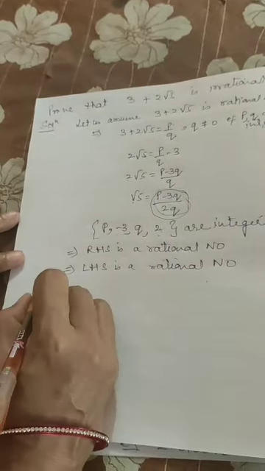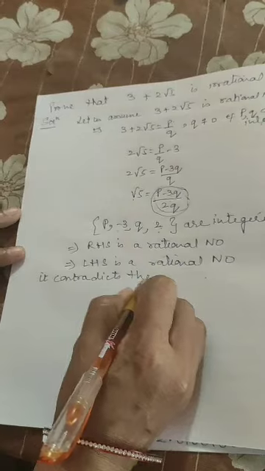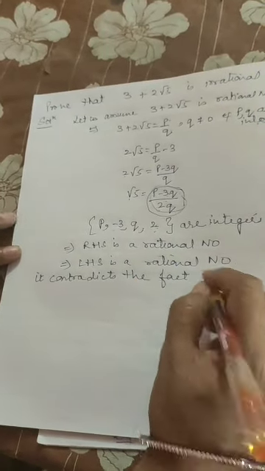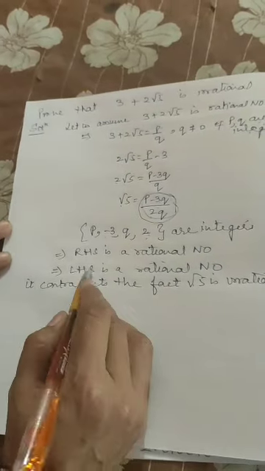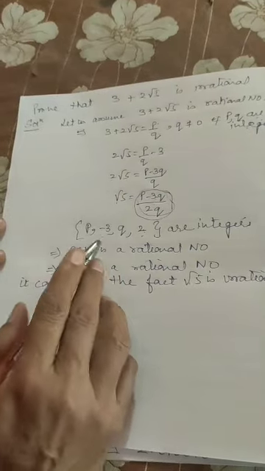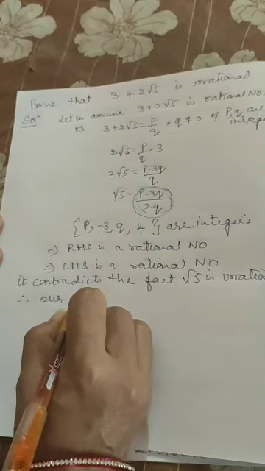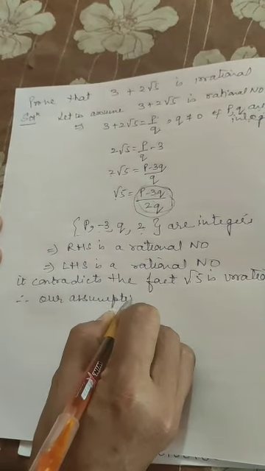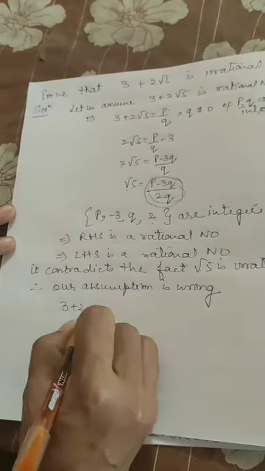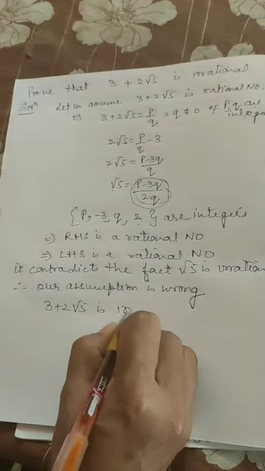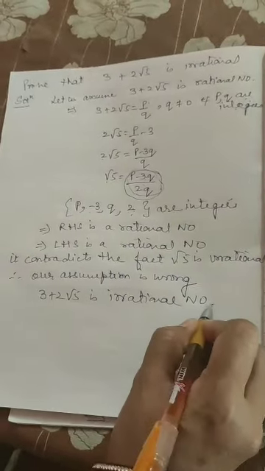So it contradicts the fact that root 5 is irrational. What we proved earlier? Irrational. Here we are proving root 5 is rational. It means our assumption is wrong. Therefore, our assumption is wrong. 3 plus 2 root 5 is an irrational number. We were wrong; it should be an irrational number.